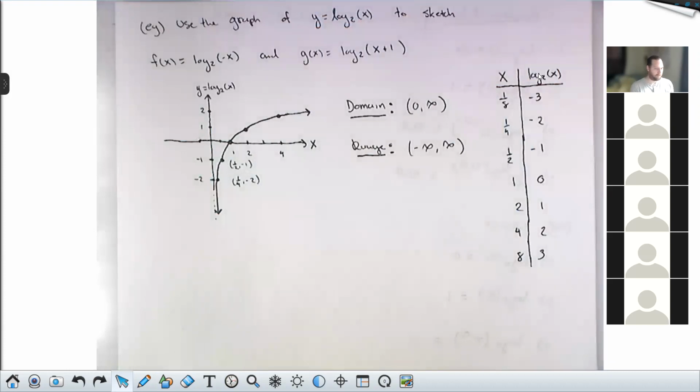Think about the examples where we've evaluated logarithms so far. All of the numbers that we were plugging into the log in those examples were powers of the base. So like 1/8, that's 2 to the negative 3. And that's why this is negative 3. 1/4 is 2 to the negative 2. 1/2 is 2 to the negative 1. 1 is 2 to the 0. 2 is 2 to the 1. 4 is 2 to the 2. And 8 is 2 to the 3.